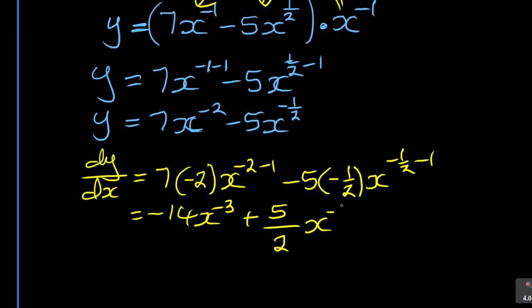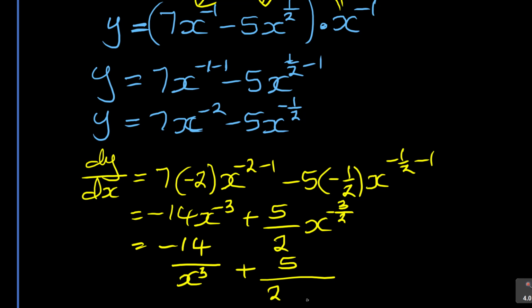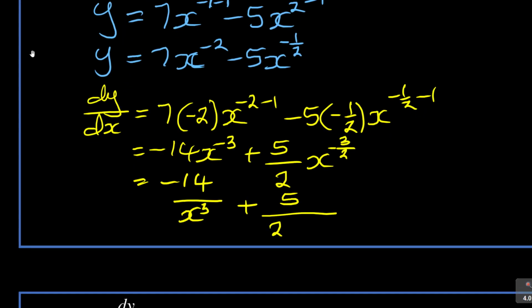And then how do we convert this into positive exponents? We've got our negative 14, that will be over x cubed. So it's negative 14 over x cubed, and then plus 5 over 2, times the square root of x cubed.